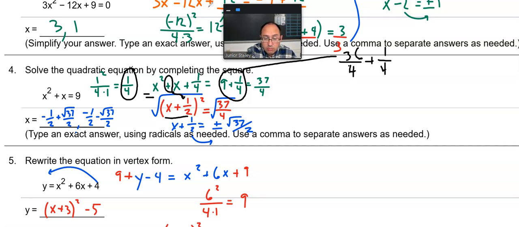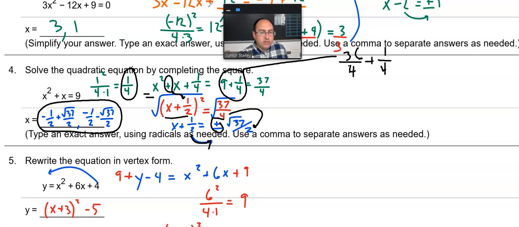Then we took the square root, got the little plus and minus. Square root of 37, nothing's going to happen there. But the square root of 4, that's a 2. And then the square and the square root on the left side are gone. I can subtract the 1/2 to the other side. So it gives me these two answers right here: negative 1/2 plus radical 37/2.